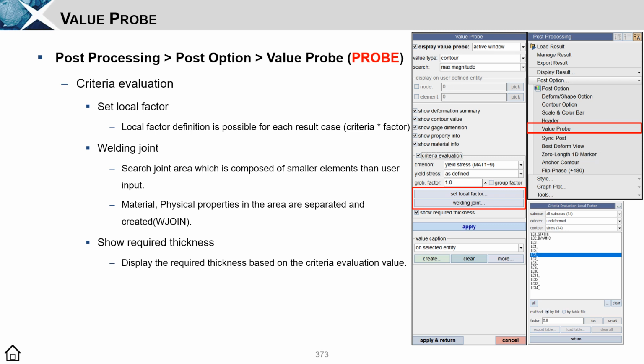Set local factor command allows you to apply a separate safety factor to each subcase. Multiple subcases can be selected and applied at the same time. If the factor is not needed, it can be initialized via the Unset button. Show Required Thickness option displays the required thickness based on the criteria evaluation value.